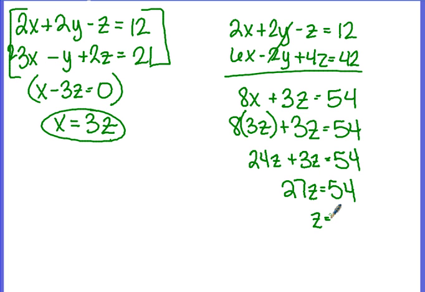And 54 divided by 27 gives me 2. Alright, so when I plug it into my equation, I get z equals 2. If I substitute that 2 back in for this equation here, x is going to be 6.